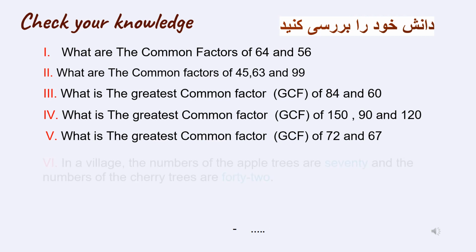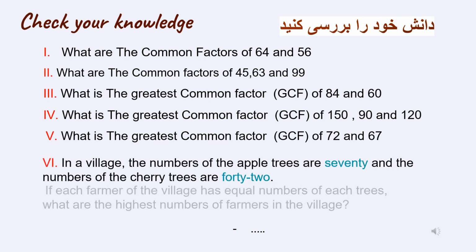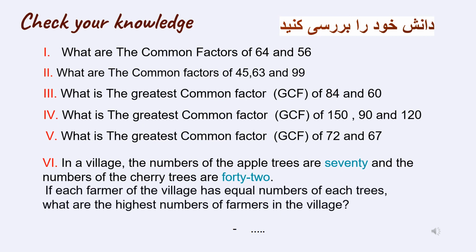Number six, in a village, the number of apple trees is 70 and the number of cherry trees is 42. If each farmer of the village has equal numbers of each tree, what is the highest number of farmers in the village? We should find the number of farmers.